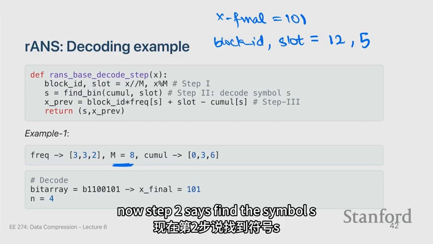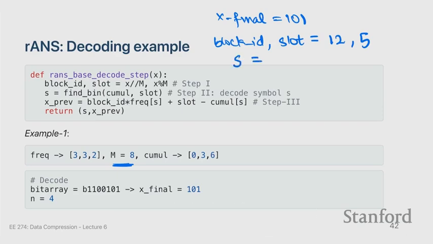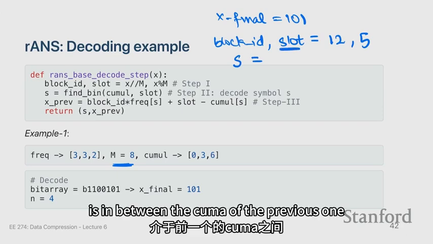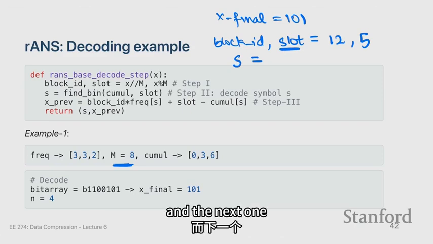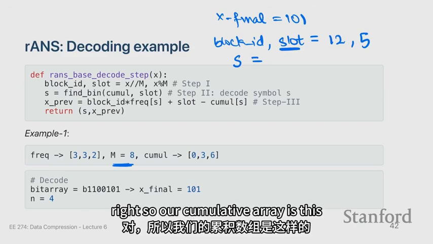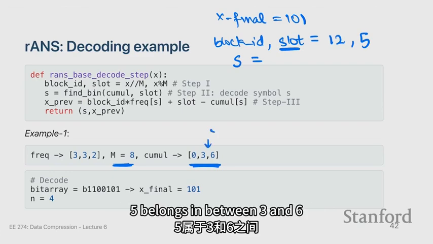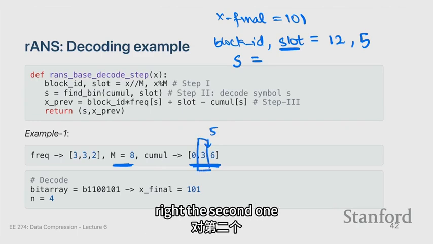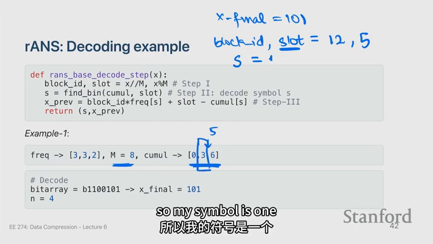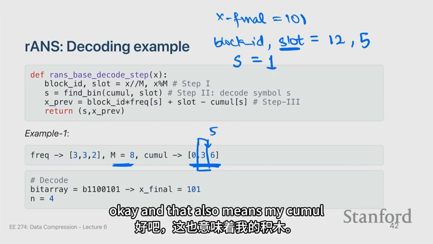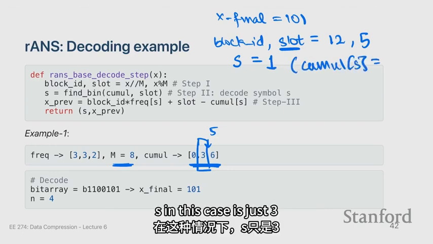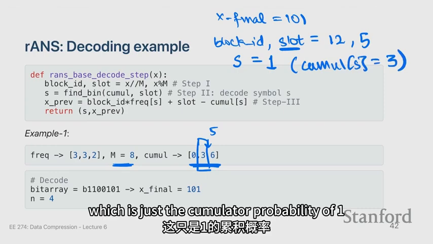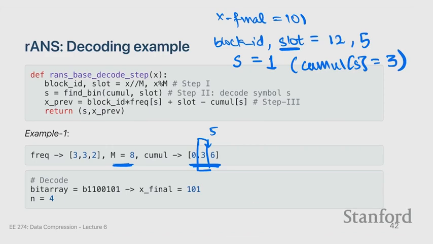Now step 2 says find the symbol S such that my slot is in between the cumul of the previous one and the next one. Our cumul S array is this. 5 belongs in between 3 and 6, and so my symbol would be the second one. So my symbol is 1. That also means my cumul S in this case is just 3, which is the cumulative probability of 1.